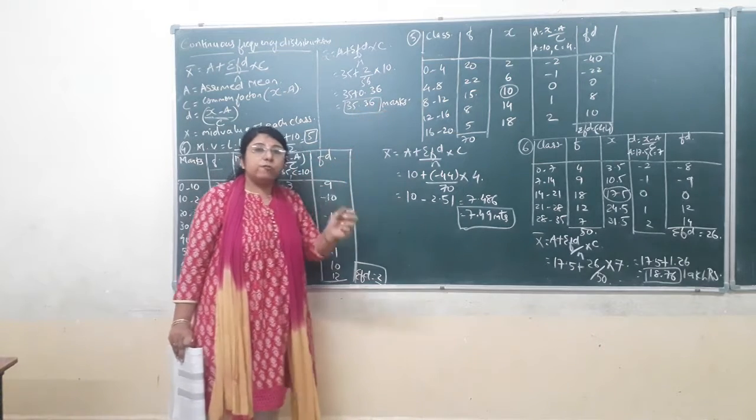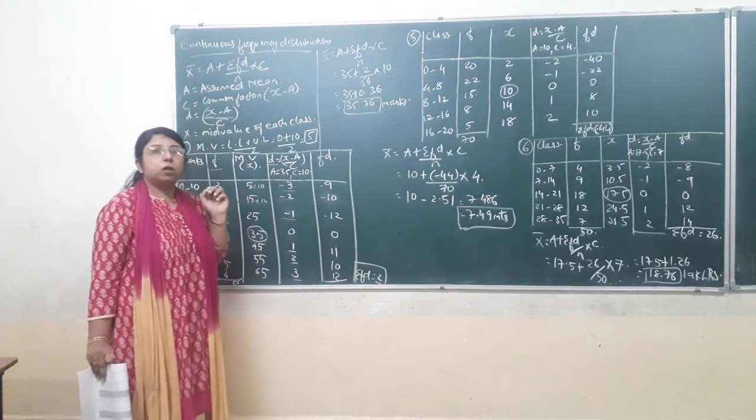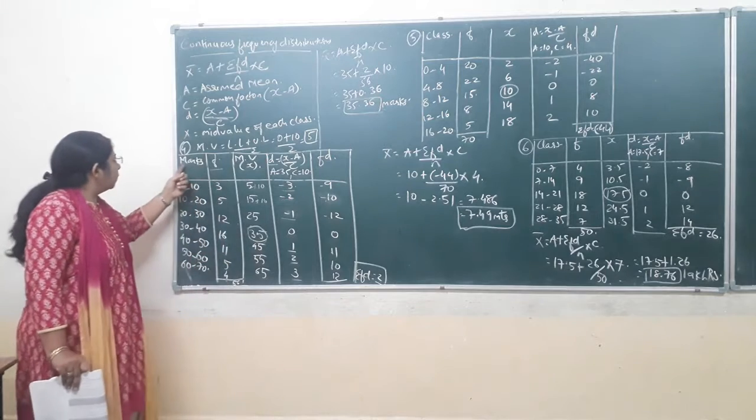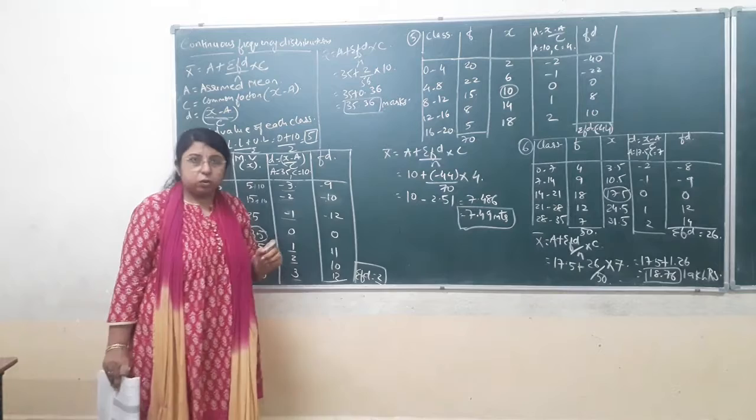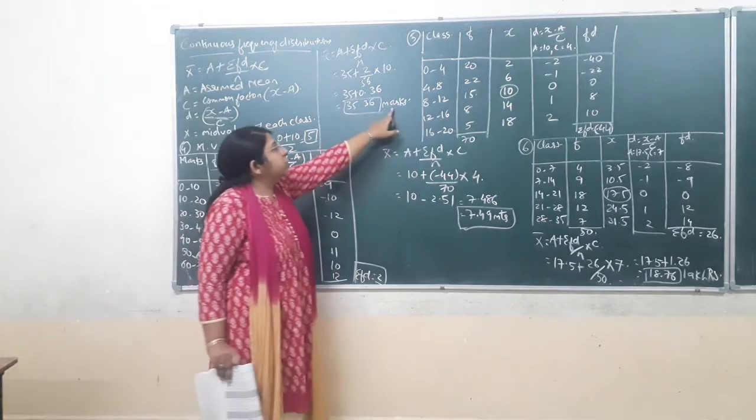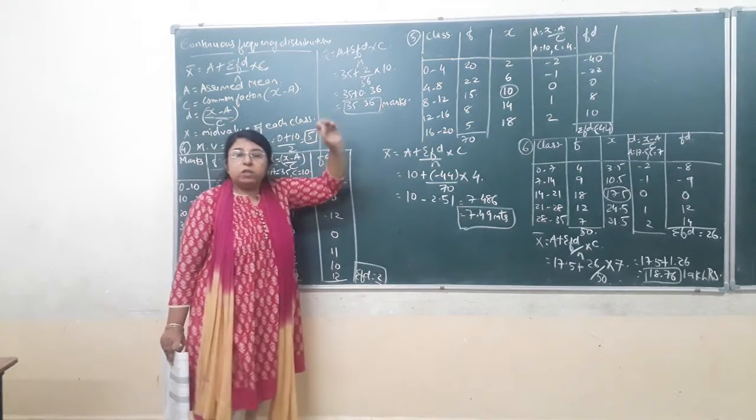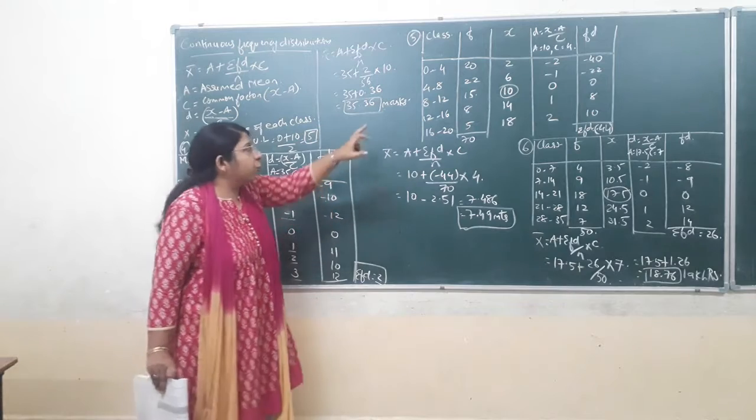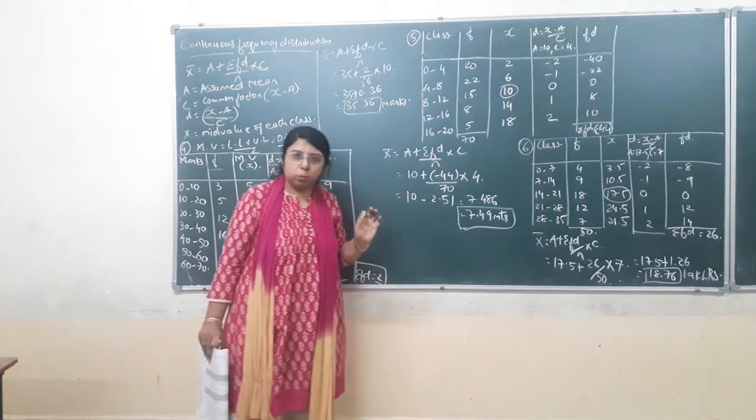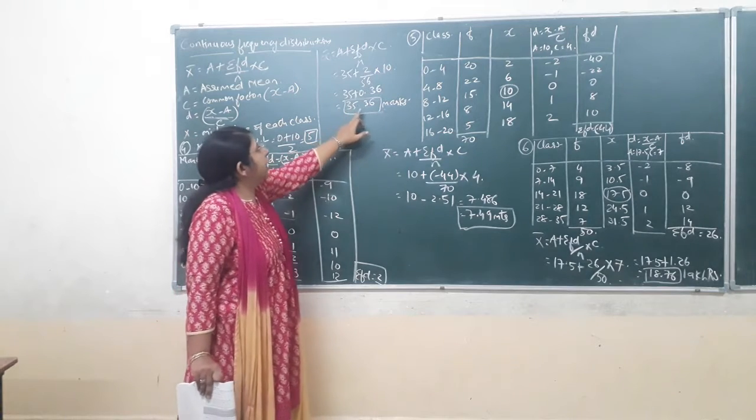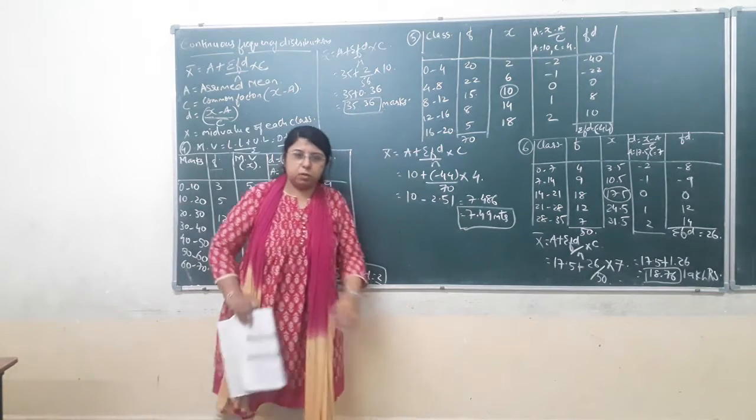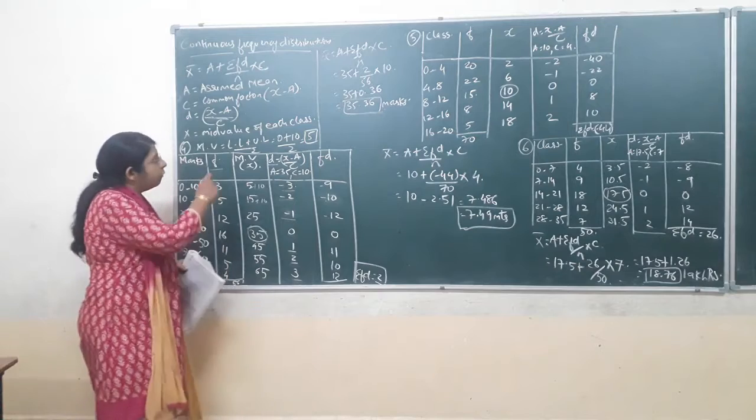And students, don't forget to put the unit of the question. Here you can see in the first column the classes that are given are the marks of the students. So you have to write as the unit what is given in the question. There are 0.5 marks for the unit also. So the answer that comes of mean is 35.36 marks. Okay, so we have completed the fourth sum.